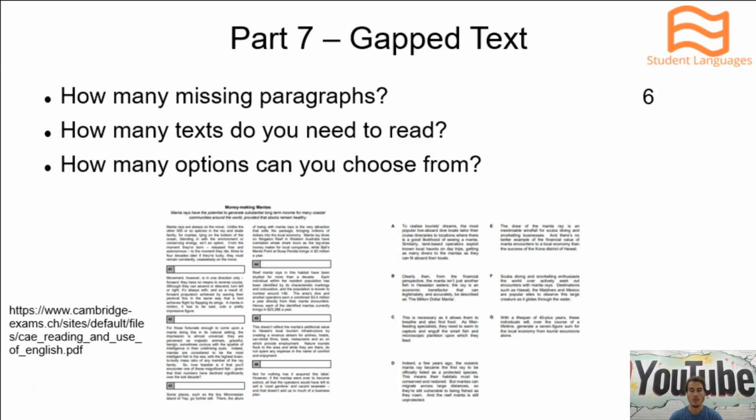How many passages or texts do you need to read? Just one. And how many options can you choose from for each gap? There are 7 options to choose from. So there are only 6 gaps in the text, but you have 7 paragraphs to choose from. So one paragraph you do not need to use.